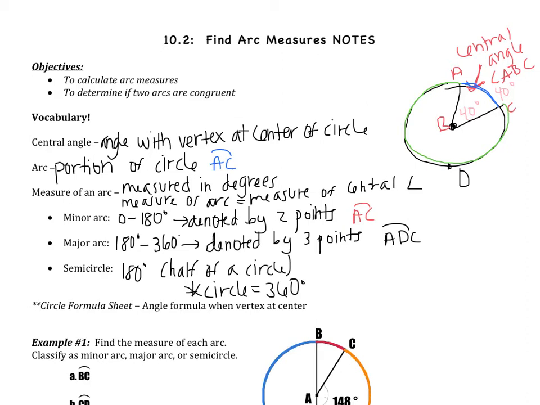So again, minor arc, it's less than half of a circle, it's 180 degrees or less, and it's denoted by 2 points. A major arc is more than half of a circle, it's more than 180, and it's denoted by 3 points. And then a semicircle is exactly 180. When you choose your 2 points or your 3 points for the minor arc or the major arc, they have to be at least the two endpoints. So for arc ADC, I had to choose A and C, because that's where the arc starts and ends. And then I picked another point in the middle. So you always have to at least pick the point where the arc starts and ends, and then you can pick another point in the middle if it's a major arc.